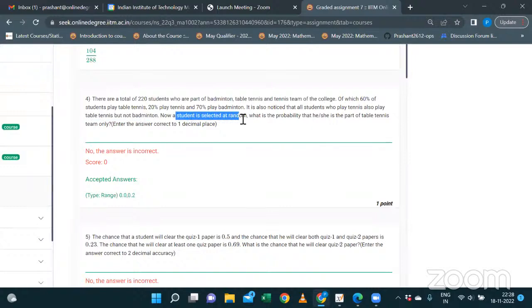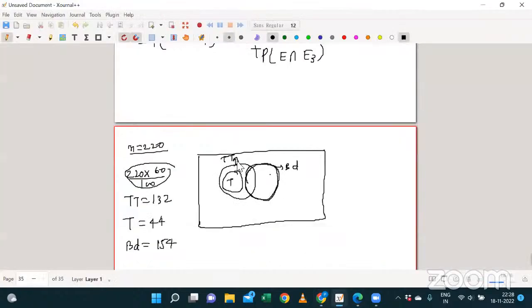Now a student is selected at random. What is the probability that he or she is part of the table tennis team only? So we need to find this intersection, the red region. It is asking about table tennis only. How many table tennis players are there? 132. For tennis, it's 44. For badminton, it's 154. So add the things: 132 plus 44 plus 154.